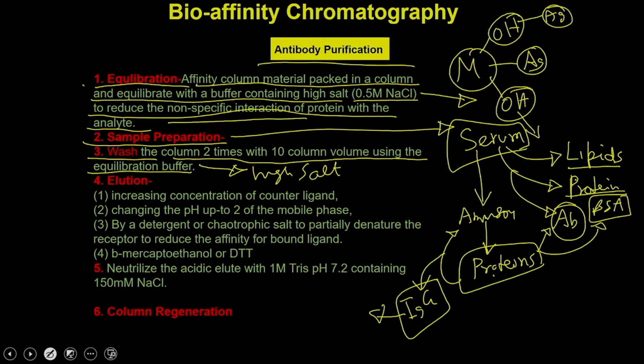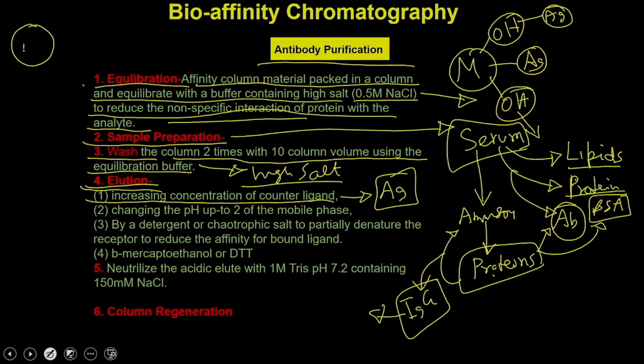And then once all the non-specific proteins are removed because of this washing step, you can do the elution. So, elution in affinity chromatography, where you would like to purify the antibodies, can be done in multiple ways. The first and the easiest way is that you increase the concentration of the counter ligand, which means you can easily add the antigen. So, what will happen? If you add the antigen, you have the bead matrix where the antigen is being coupled.